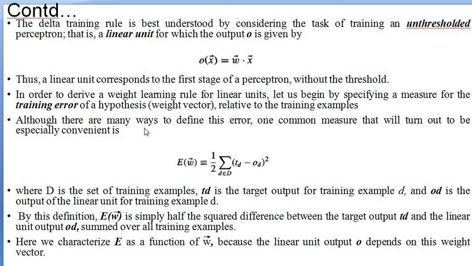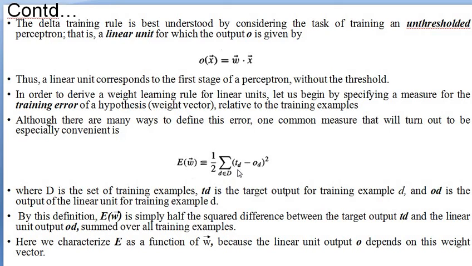Although there are many ways to define this error, one common rule that we are taking is this one: the error of the weights is equal to half of the summation over D of (t_d minus o_d) squared. This is called the squared error. Here we take the difference between t_d and o_d and square it, hence it is half of the squared difference between t_d and o_d.